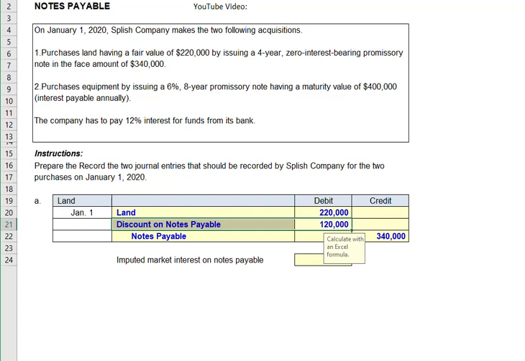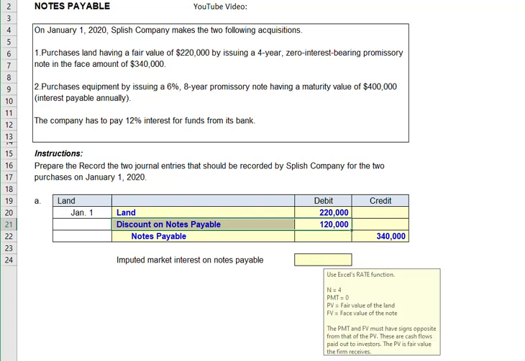Now, it doesn't have a stated interest rate. In fact, it says a zero interest-bearing rate. And we really know there's no such thing, except perhaps today the rates are very low. But we're going to need to impute an interest rate. And we can do this using Excel's rate function.